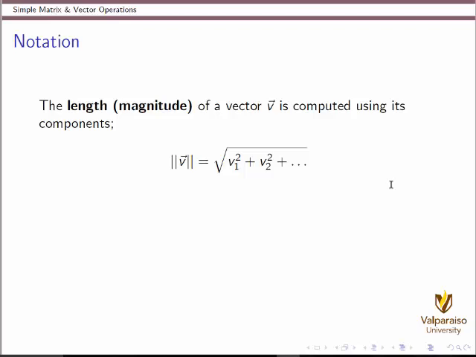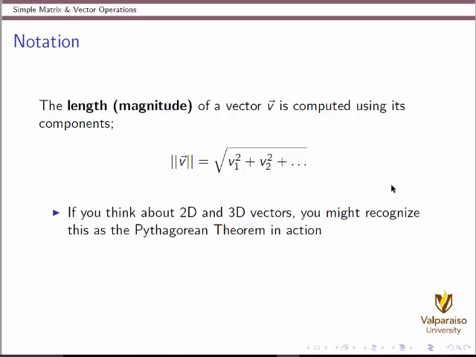If we want to calculate the length of a vector, you've probably done this before. We're going to use the magnitude notation, which is double vertical bars. It's like an absolute value on steroids, right? You're just going to go down the vector and take the first component and square it, take the second component and square it, and then add up all the little squares, and then take the square root of the whole thing. That's how we find the length of a vector. And you might have noticed before that in 2 dimensions or 3 dimensions, this is just the Pythagorean theorem in action.